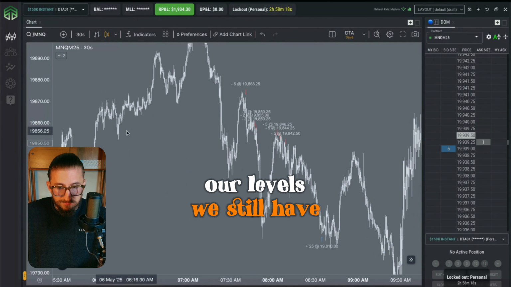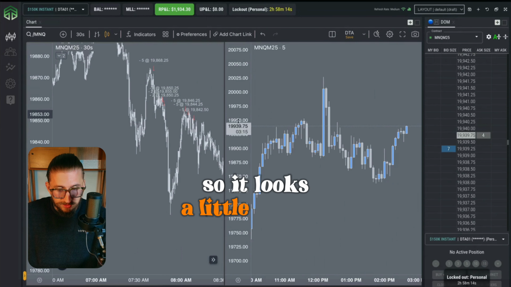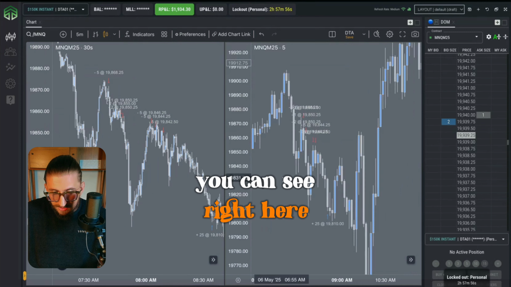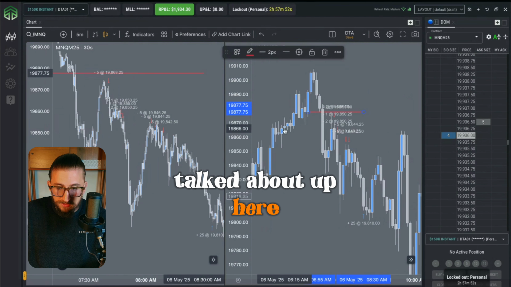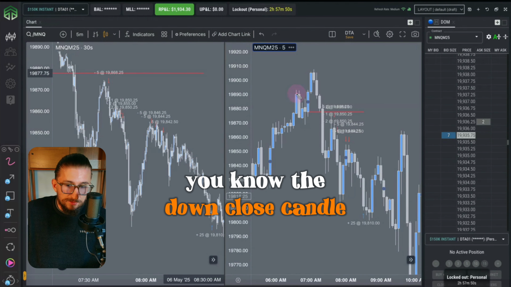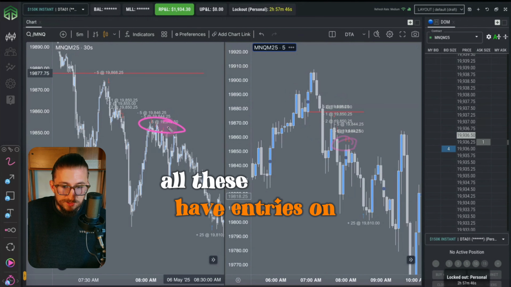Let's see if we still have our levels. So this was our structure. Let's get 2 time frames open so it looks a little cleaner. You can see right here, you have that breaker that we talked about up here, the down close candle. This right here is your breaker. And then you have entries on all these pullbacks.